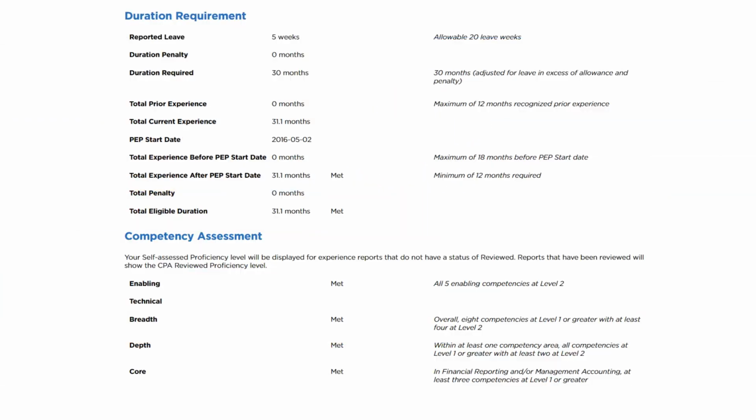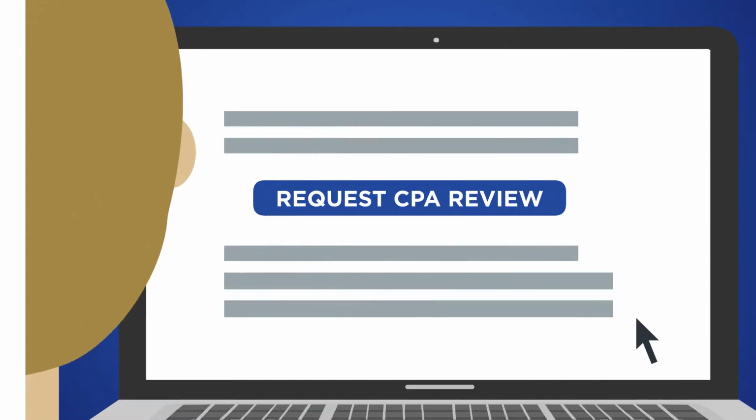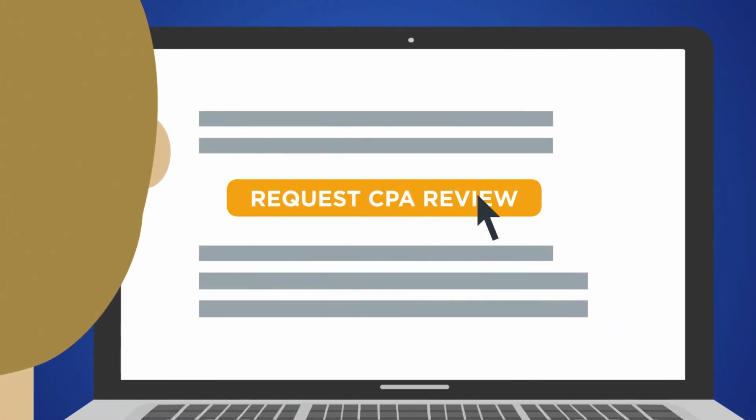Given that his consolidated summary indicates all his duration and competency requirements are met, and his final mentor meeting has been documented, Jason can now request a completion review in PERT.